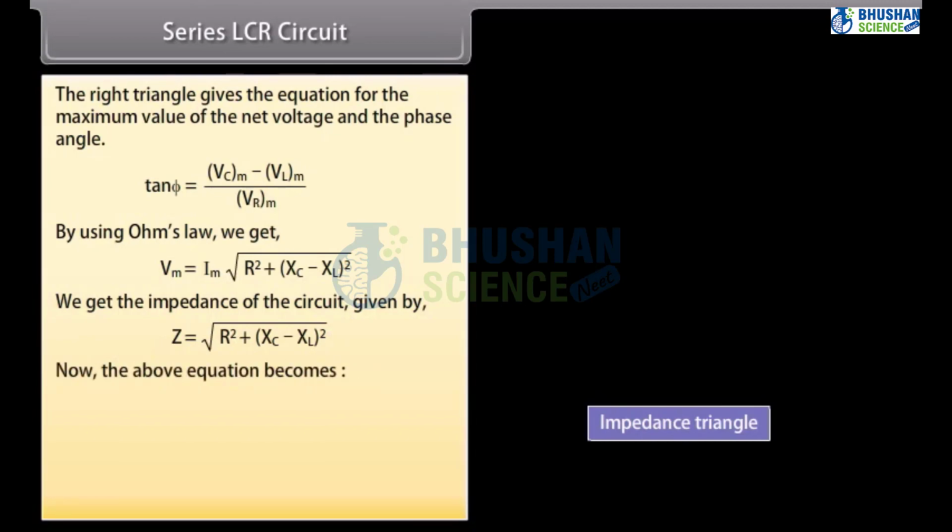Now, the above equation becomes Vm is equal to product of Im and Z. We can also write this equation as Im is equal to Vm upon Z, or IRMS is equal to VRMS upon Z.